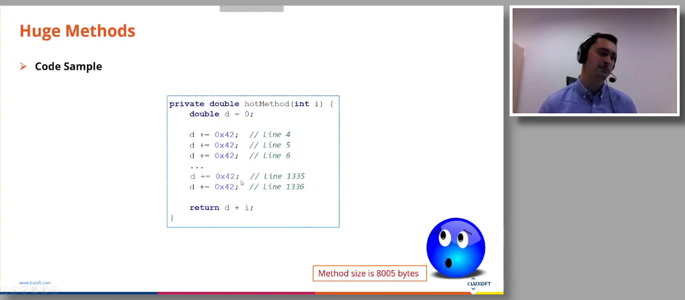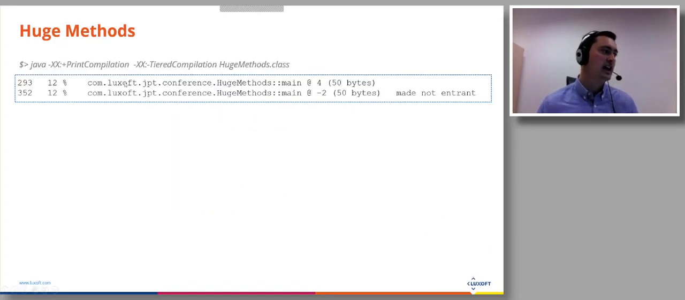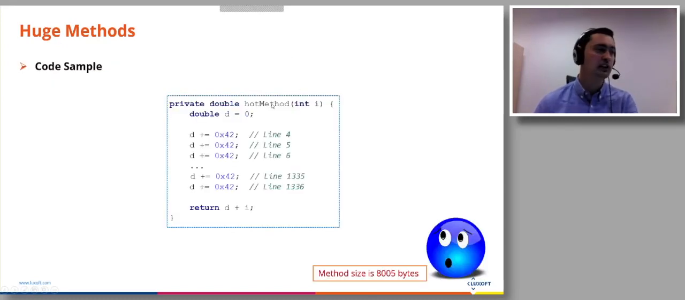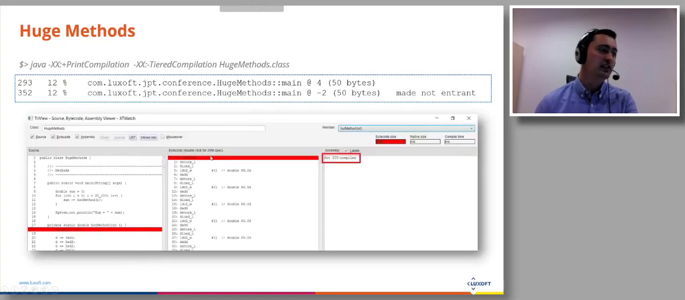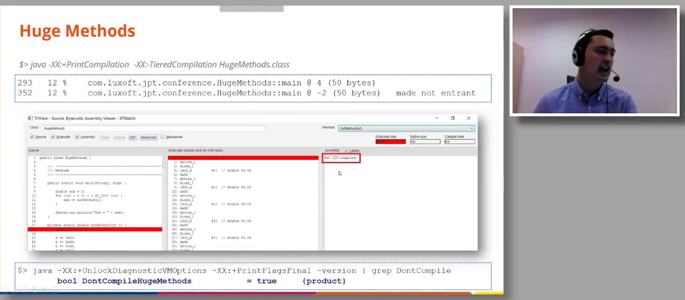I've created such a method. Of course, it's a bit of an exaggerated case, and I wanted to test if this method gets compiled or not. To prove it, I ran the JVM with print compilation, and here I see I don't have any hot method, which leads me to the conclusion that the hot method wasn't compiled. If I have to see it explicitly inside JITWatch, the tool which shows us the assembly, the bytecode and the source code, we see there is no JIT compiled code for this method. If we search inside the JVM, there is a flag which says don't compile huge methods, which is set to true by default.